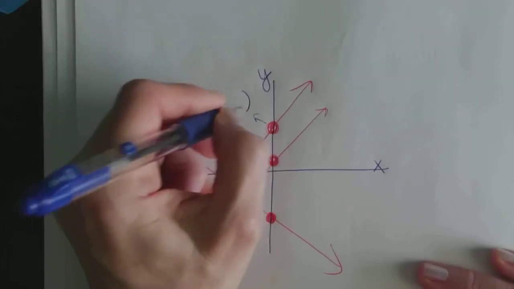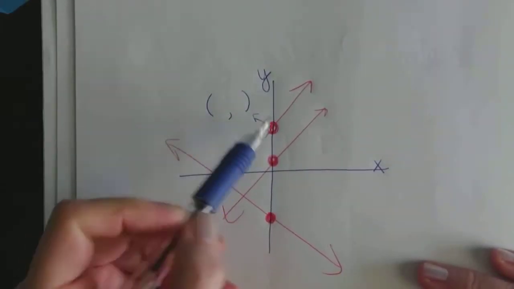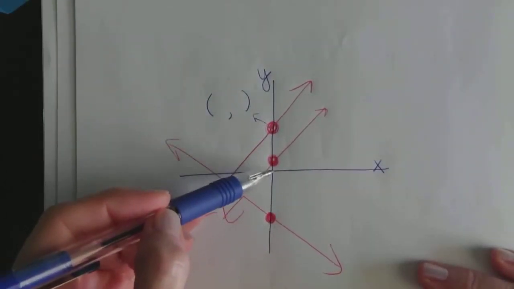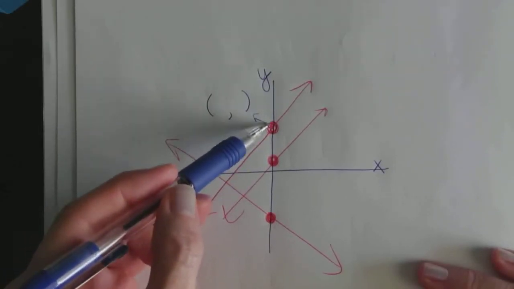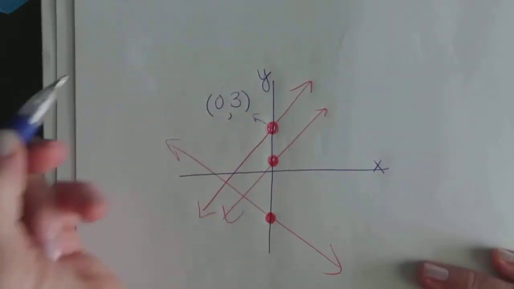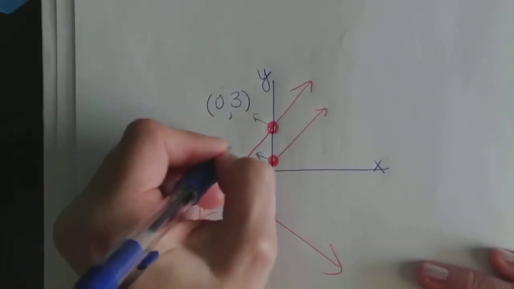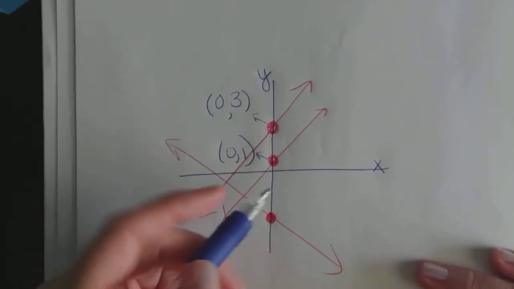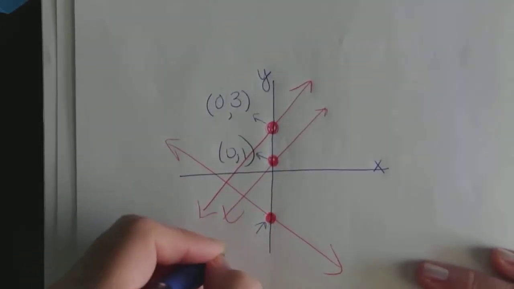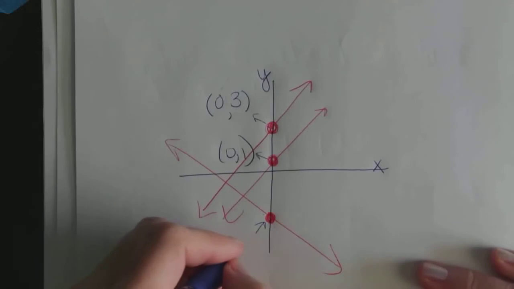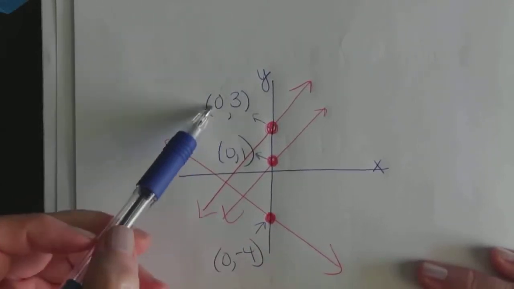Let's give it a go here. If I were to write the coordinates of this y-intercept, I don't know exactly what it is, but wouldn't it be something like 0, maybe 3? Maybe that's 0, 3. Maybe this one is 0, 1. Maybe this one is 0, -4.